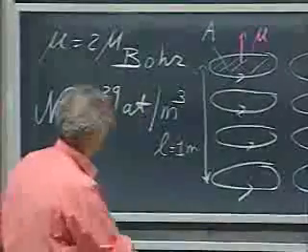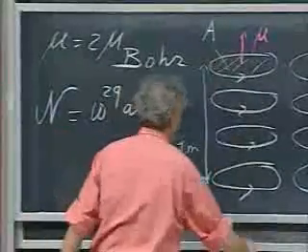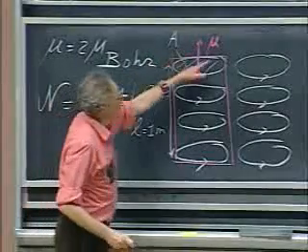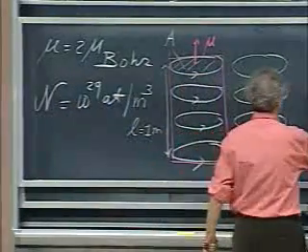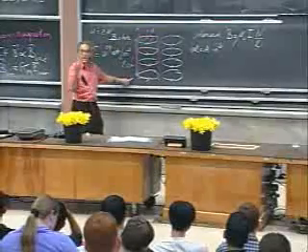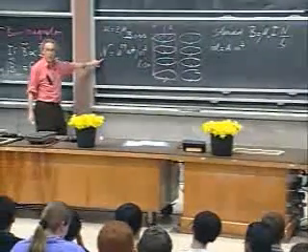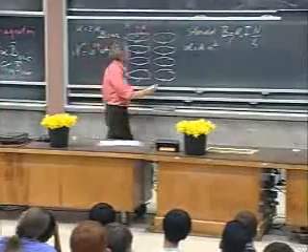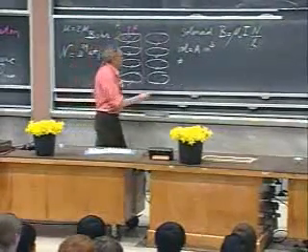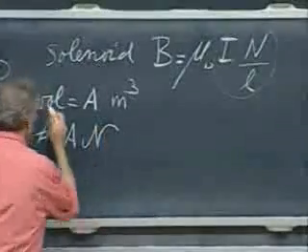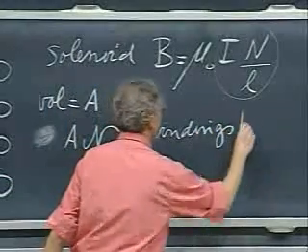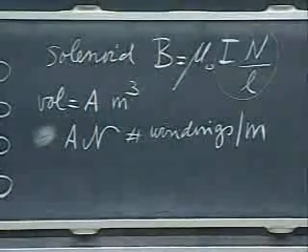So we would agree, I hope, that the volume of this solenoid, which has a length of 1 meter, is A square meters times 1. And so the volume is A cubic meters. A times 1 meter is A cubic meters. But the number of atoms per cubic meter is 10 to the 29. And so the number of atoms that I have in this solenoid per meter is this A times that N. So this is the number of windings, if I call this one winding, the number of windings per meter. Or you can think of it as the number of atoms per meter, the way they're lined up.